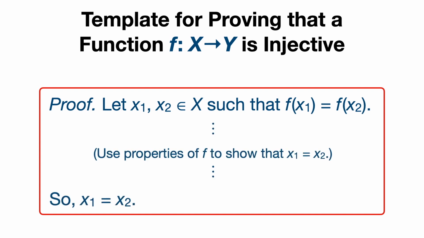Then the middle part of your proof requires showing in some rigorous way, perhaps using algebra or some other technique, that in fact x1 equals x2. That is, you're showing that the only way that f of x1 could equal f of x2 is if x1 and x2 are actually the same element of the domain. If we're able to do that, then we conclude that our function is injective. And this gives us our general template for a proof of injectivity.